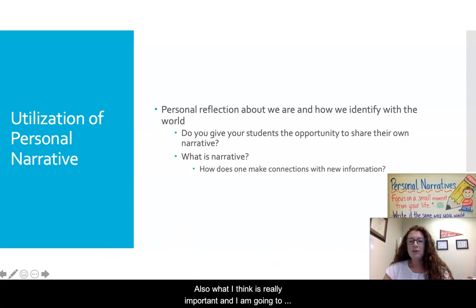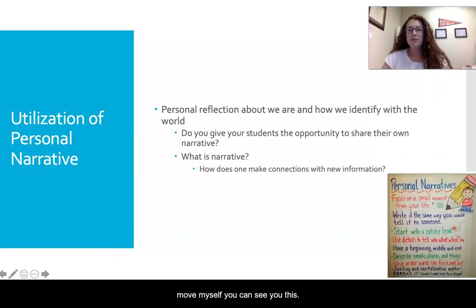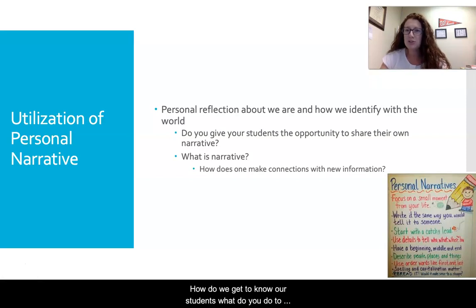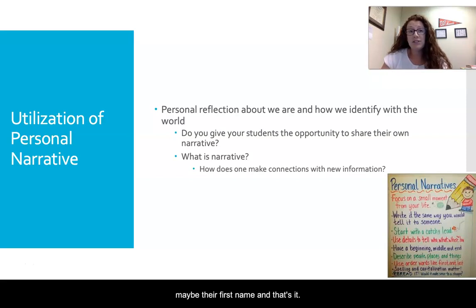Also, what I think is really important, and I'm going to move myself so you can see this, is utilizing the personal narrative. So, how do we get to know our students? What do you do to get to know your students? What is your plan to get to know your students? If you're planning on having students come in, you teach, and they leave, and all you know them by is maybe a first name, and that's it, that is not going to make you a very good teacher, and your students may not feel like they belong in your classroom.